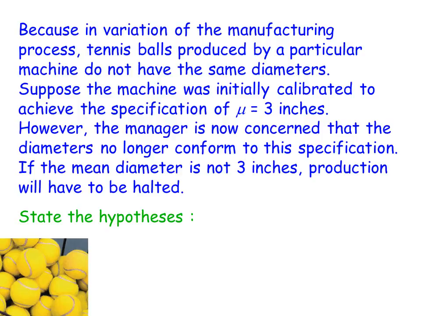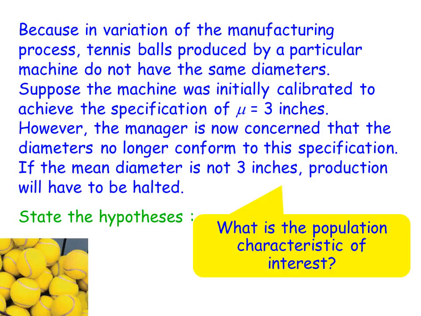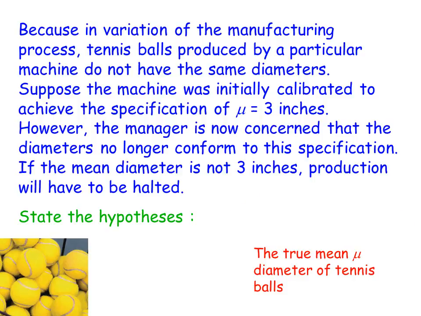Because of variation of the manufacturing process, tennis balls produced by a particular machine do not have the same diameters. Suppose the machine was initially calibrated to achieve the specification of mu equals 3 inches. However, the manager is now concerned that the diameters no longer conform to this specification. If the mean diameter is not 3 inches, production will have to be halted. What is the population characteristic of interest? We are looking for the true mean of the diameter of the tennis balls.